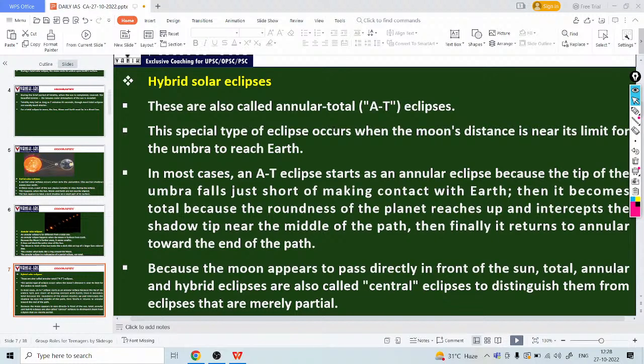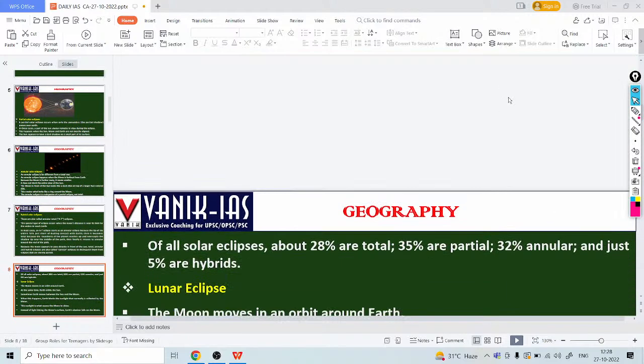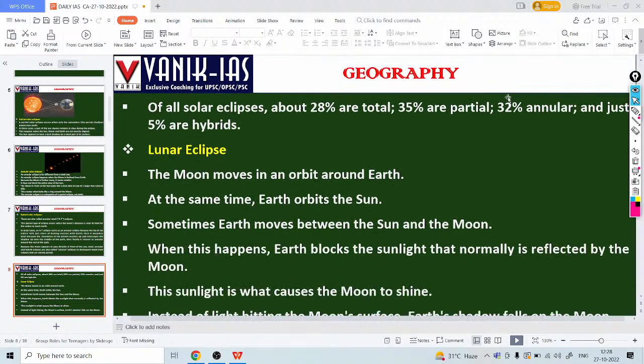And their projection. Fine. Then moving forward, of all solar eclipses, about 28% are total, 35% are partial, 32% annular, and just 5% are hybrid. This is about the solar eclipse. Fine. So then we'll go for the lunar eclipse.